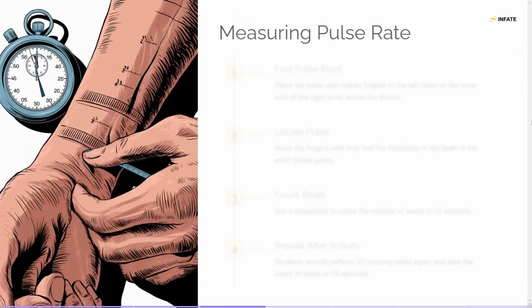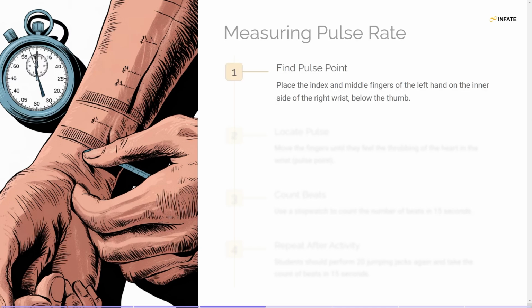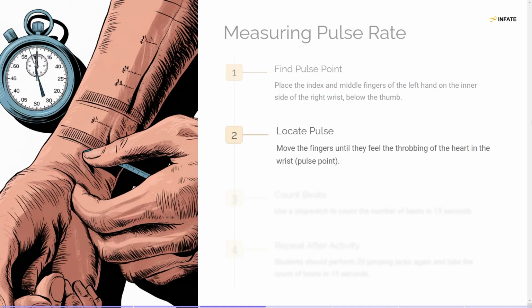Slide 4. Measuring pulse rate. 1. Find pulse point. Place the index and middle fingers of your left hand on the inner side of your right wrist, just below the thumb. 2. Locate pulse. Move your fingers until you feel the heartbeat, known as the pulse point.